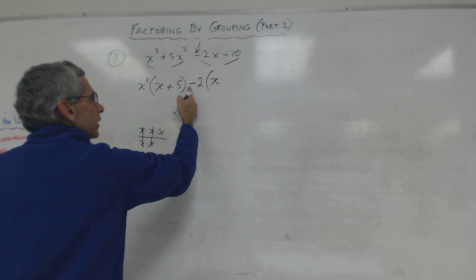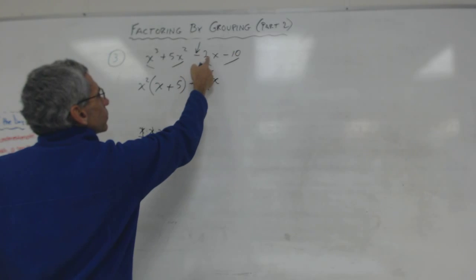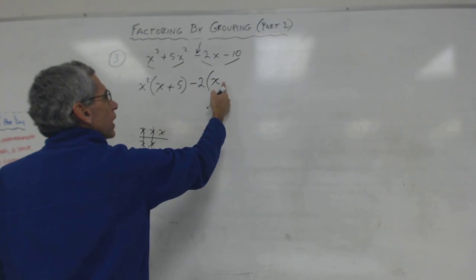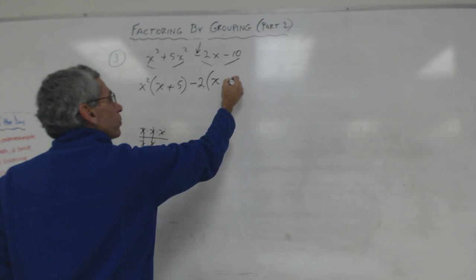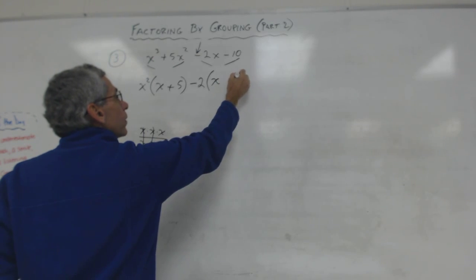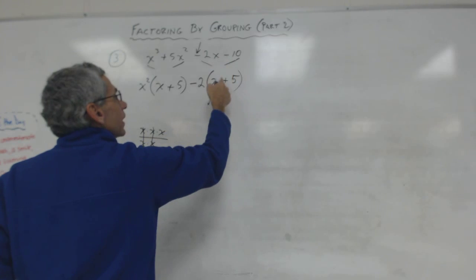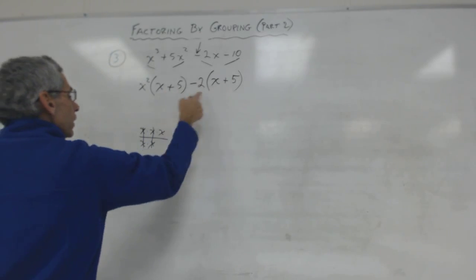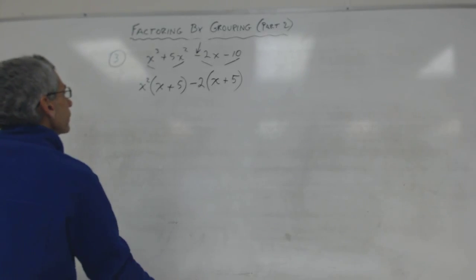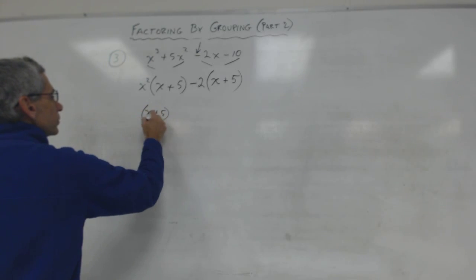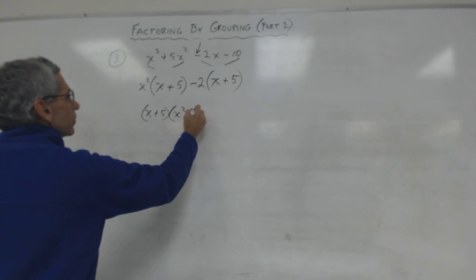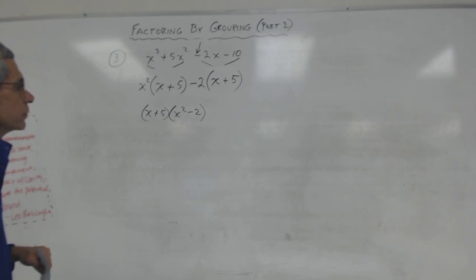And then just double check. Negative 2 times x is negative 2x. Yes, okay. Negative 2 times what is negative 10? 5. Positive or negative? Positive, exactly. Notice that sign is now opposite. And now we have our blobs that match. That's great. So I'll just factor out my blob times x squared minus 2. And we're done.